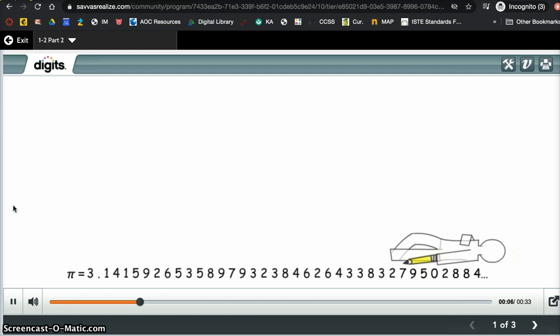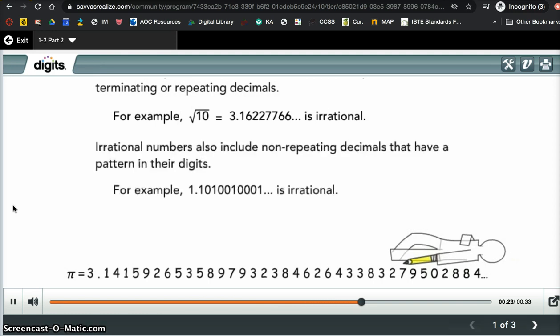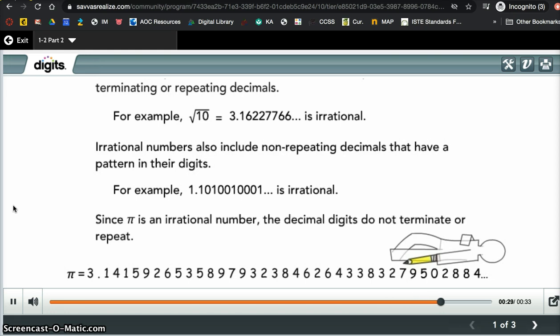Harry, what were you thinking trying to memorize all the digits in pi? It doesn't terminate, it doesn't repeat, and there's no pattern. Rational numbers have decimal expansions that terminate in zeros or eventually repeat. Irrational numbers cannot be represented as terminating or repeating decimals. Irrational numbers also include non-repeating decimals that have a pattern in their digits. Since pi is an irrational number, the decimal digits do not terminate or repeat.